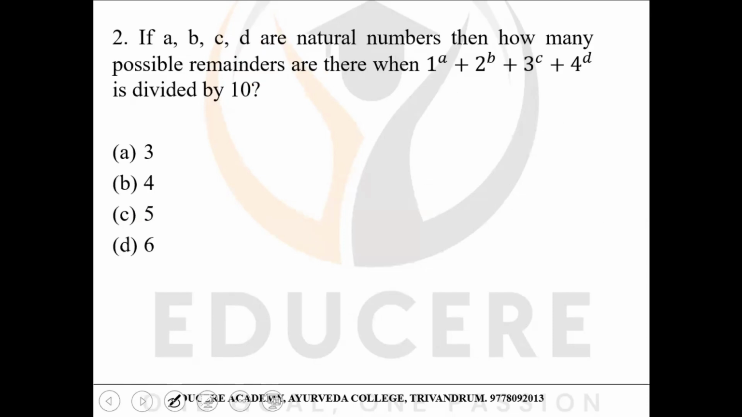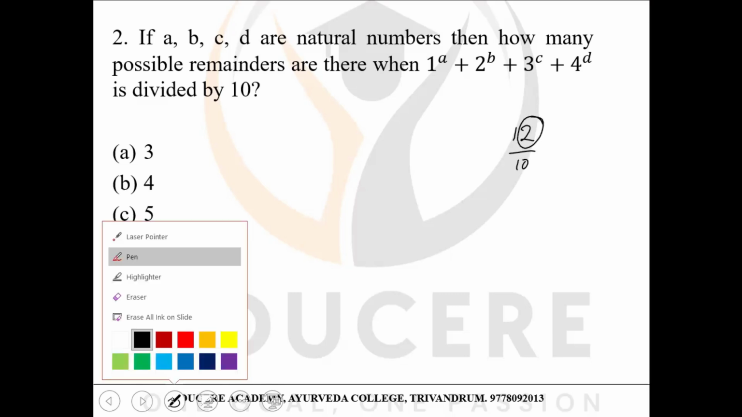For this question, A, B, C, D are natural numbers. Then how many possible remainders are there when 1 raised to A, plus 2 raised to B, plus 3 raised to C, plus 4 raised to D is divided by 10? For finding the remainder when dividing by 10, that is actually the unit digit of that number. For example, if you divide 12 by 10, the remainder is 2, which is the unit digit of 12.